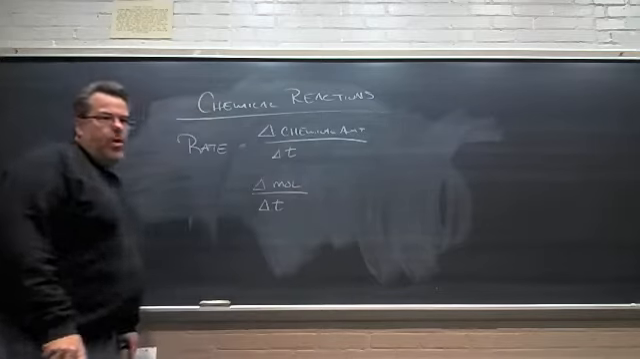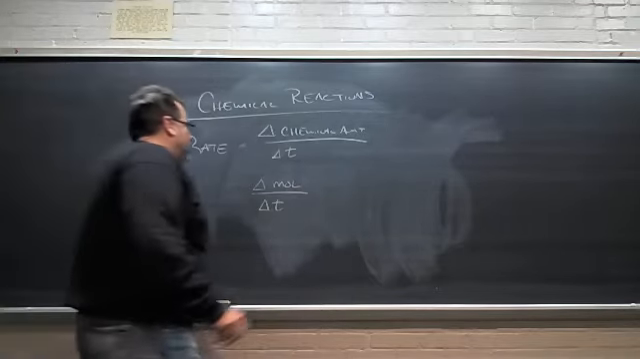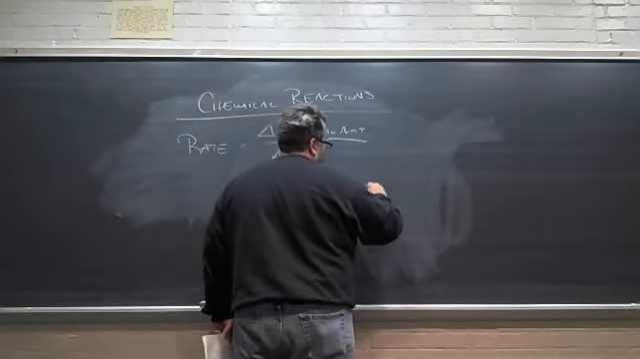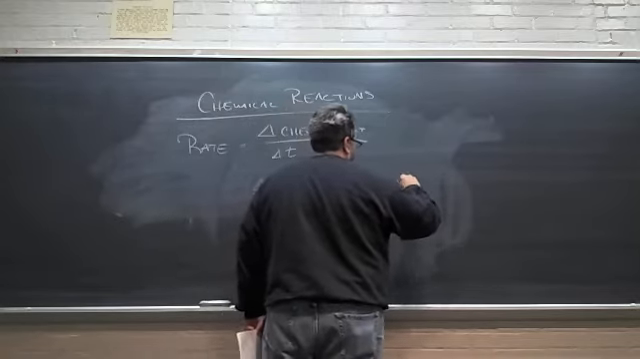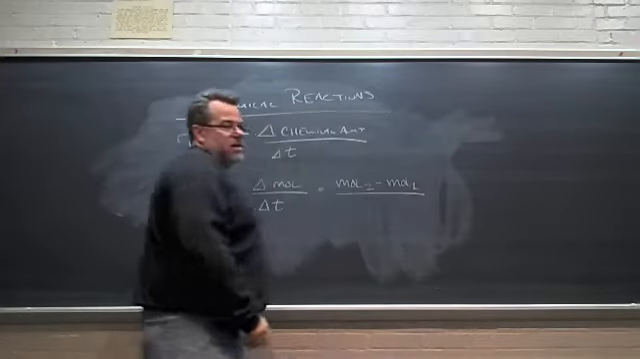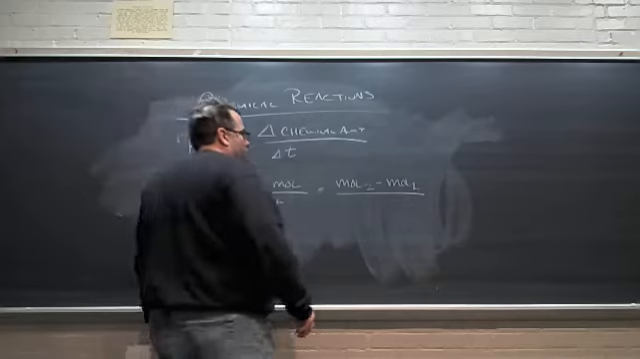Okay. Now the chemical amount could be in moles, right? In which case you take the moles at time 2 minus the number of moles of stuff at time 1.